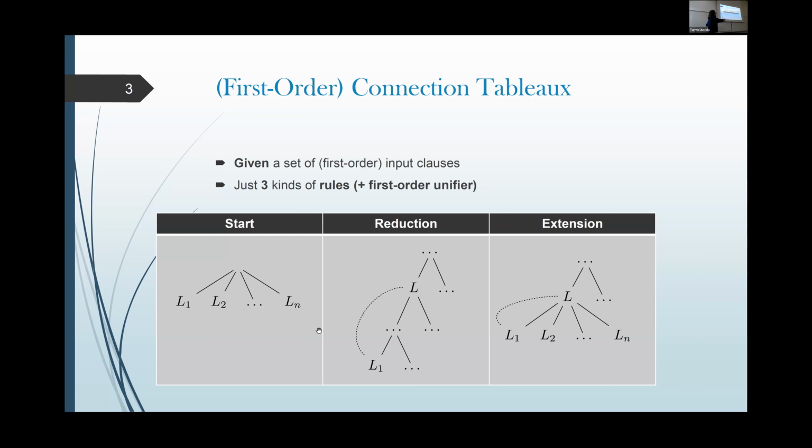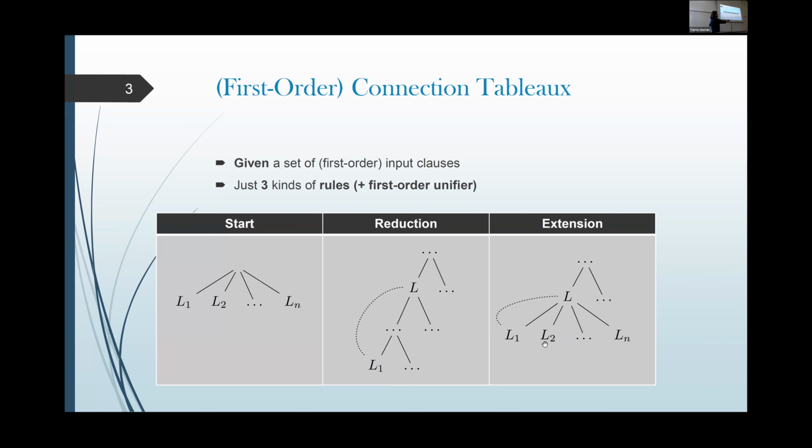Then we have the reduction rule, which means that if we have a literal on a branch that is not closed yet, but we have a dual literal somewhere above it as a parent, going upward towards the root, we can immediately close the branch.